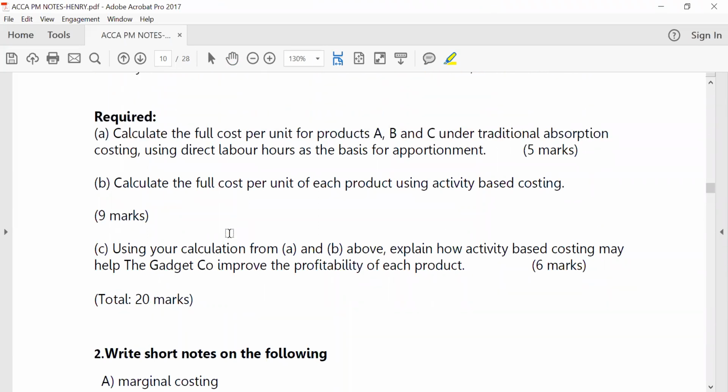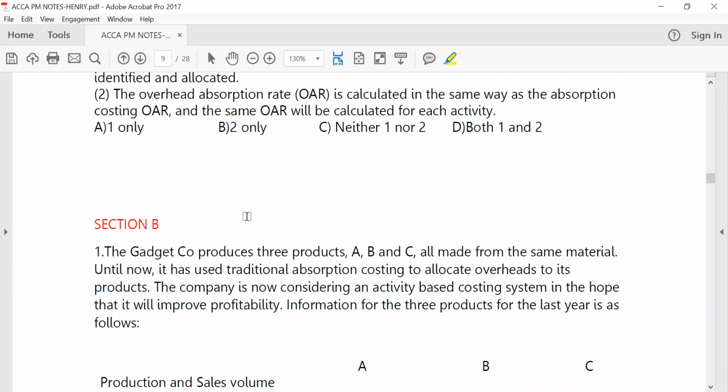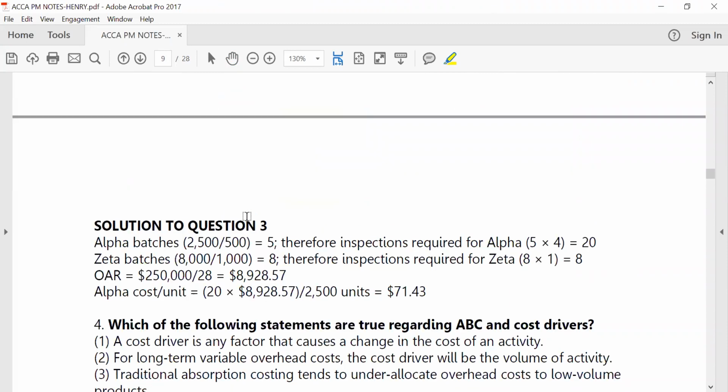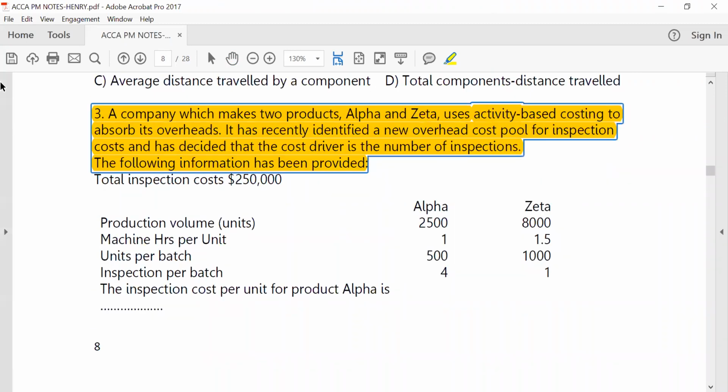But basically, the most important bit which might get students confused, and which I still want students to look at, is the example 3 here. The example 3 here, right?